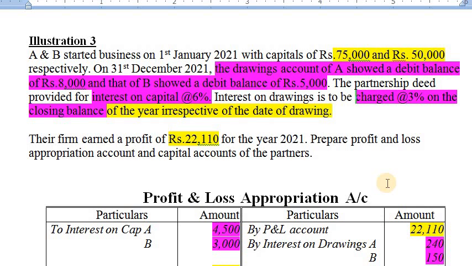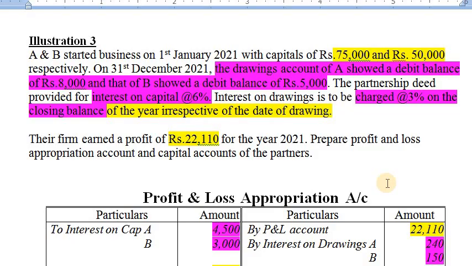Otherwise, normally interest on drawings is calculated on the basis of period of drawing, meaning how long the partner used the money. So if you withdraw 500 in the beginning of the year, January, and another 500 at the end of the year, the total is 1,000, but the interest has to be different. Beginning of the year means you have to pay 12 months interest. End of the year, December 1st, means you have to pay only 1 month interest. This thing we will discuss in detail at a later stage.